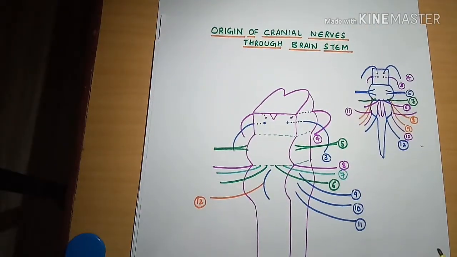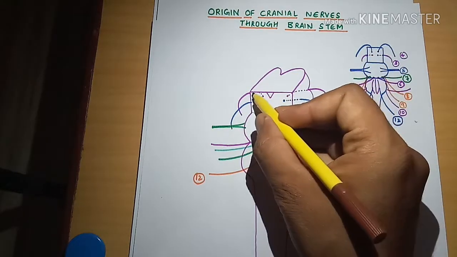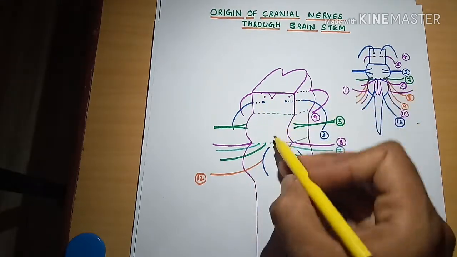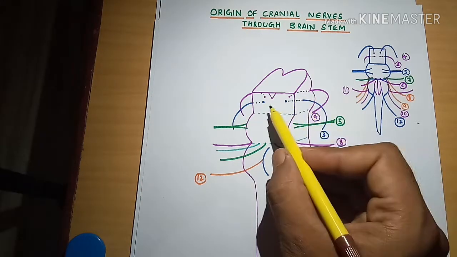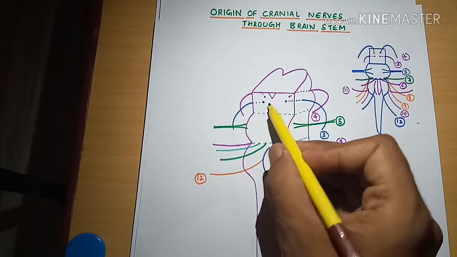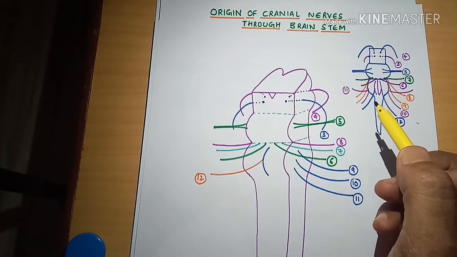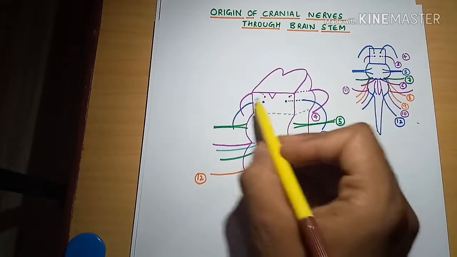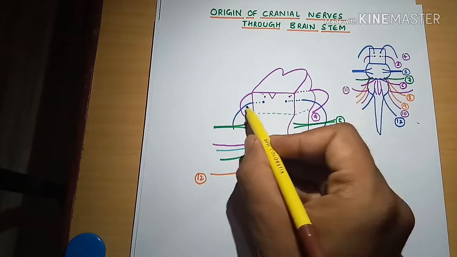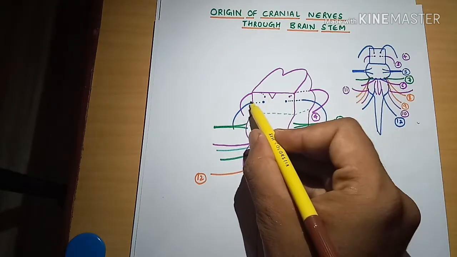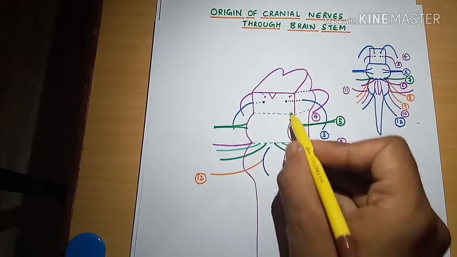If this is the brainstem from the anterior aspect, this portion is the midbrain, this is the pons varolii, and this is the medulla oblongata. From the midbrain, two cranial nerves, the third and the fourth cranial nerves, arise. The third cranial nerve arises from the anterior lateral side of the midbrain. This portion of the midbrain is the anterior lateral side.